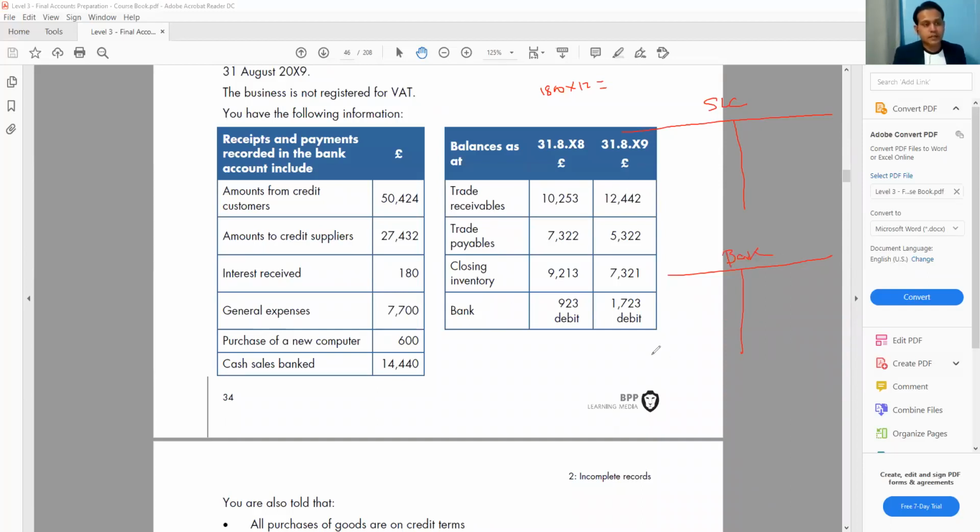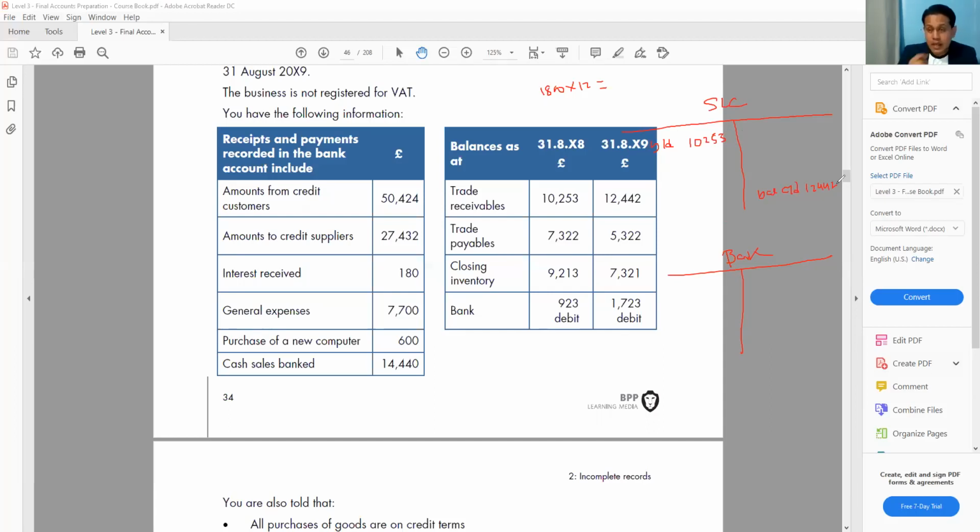First, start with the opening balance in the sales ledger control. The opening balance we can see is 10,000. So we're going to say balance b/d 10,053. Then you have balance c/d, that is 12,442. So opening and closing is done.